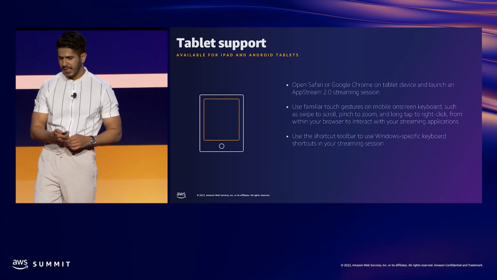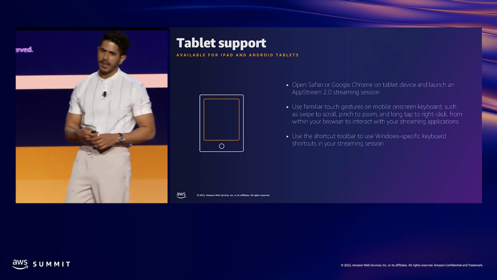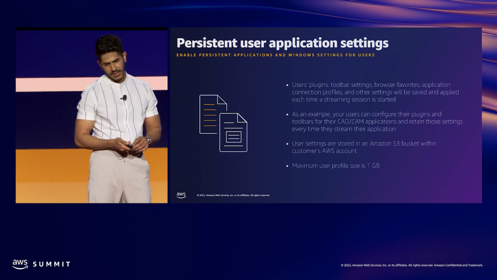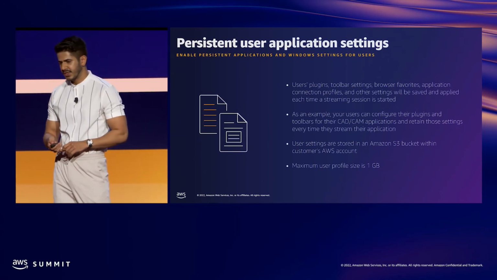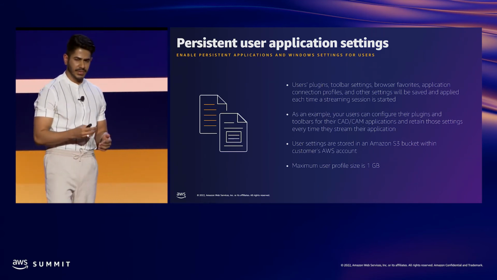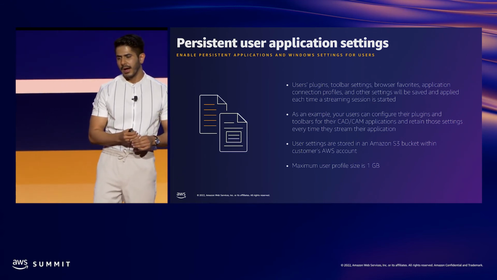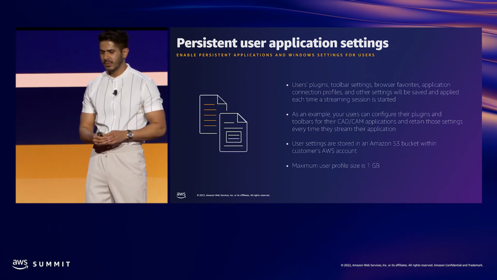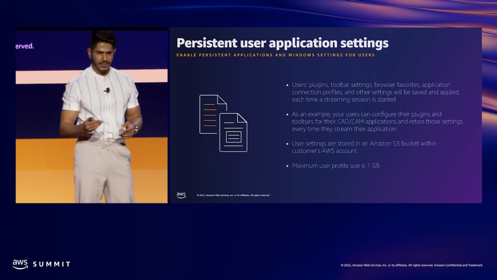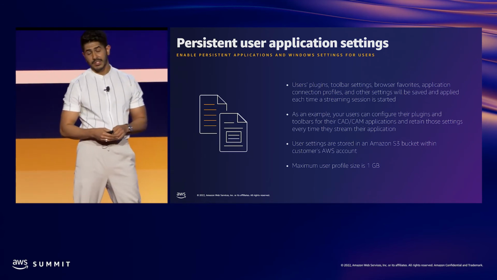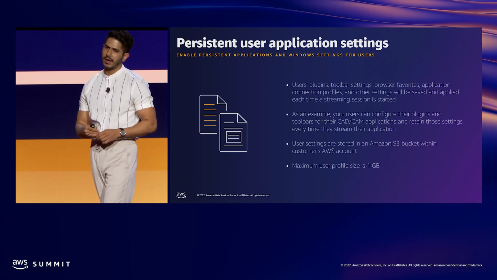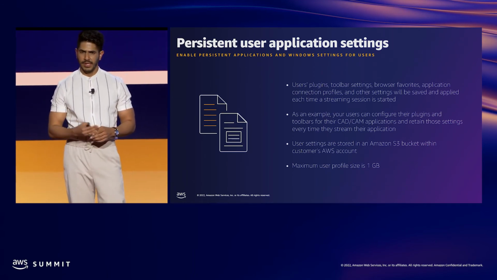Tablet support, so this applies for Safari, Google Chrome, again, HTML5 compatible browsers on tablets. Persistent user application settings. This is a feature that provides a persistent experience when it comes to AppStream. So it adds a slight level of persistence where if users customize their browsers, or if they save favorites or do some kind of customization at the application level, those customizations will persist regardless of how many times they log in and log out of the session.